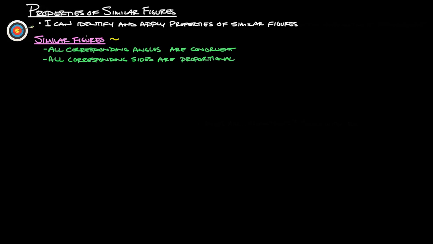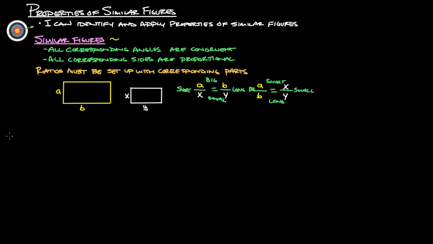All right, similar figures. Similar figures are denoted by this little squiggle sign, which is similar to the congruent sign. With the equals underneath it, it is congruent, but without the equals underneath it, that means similar. Similar means all corresponding angles are congruent and all corresponding sides are proportional. They don't have to be congruent, but they do have to have the same proportions to each other. Ratios must be set up with corresponding parts.